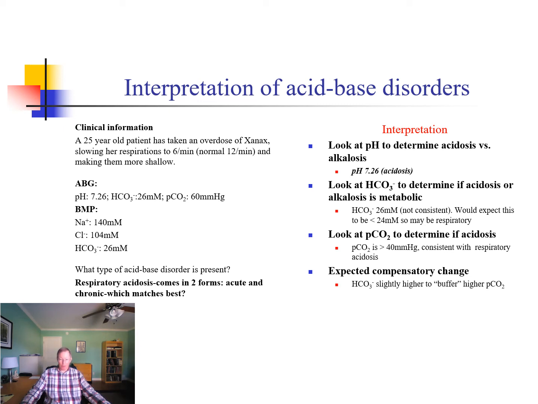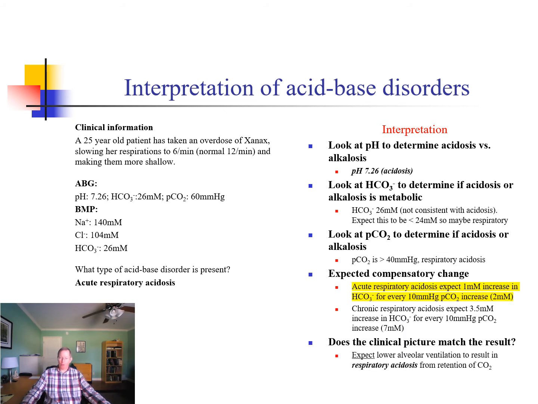Now, respiratory acidosis comes in two forms, acute and chronic. And so which of those matches best? So what I do is go back to that table that I showed you earlier, and I show that in acute respiratory acidosis, I expect a 1 millimolar increase in bicarbonate for every 10 millimeters of mercury PCO2 increase. So I went from 40 to 60, and therefore I would expect if the acid-base disorder were an acute respiratory acidosis, that the bicarbonate would have gone from 24 to 26, which is in fact what it did.